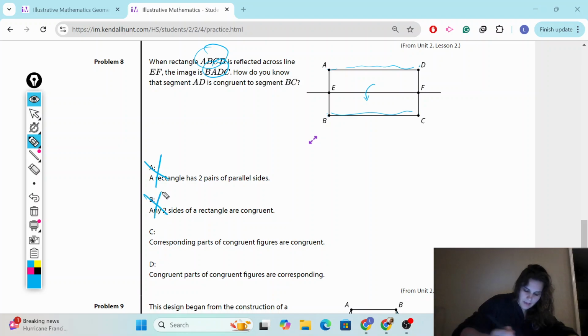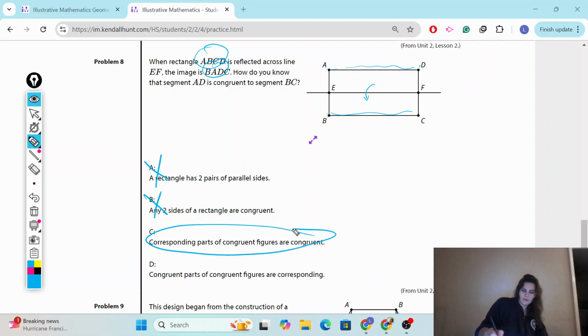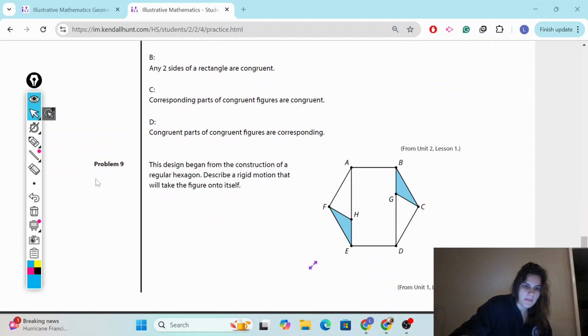So we're looking for the corresponding answer. Now, they keep on giving these two answers. Remember, it's corresponding parts of congruent figures are congruent, not congruent parts of congruent figures are congruent. AD corresponds to BC, therefore, they are congruent. Because ABCD is congruent to BADC because it is a reflection. A reflection is a rigid motion. Rigid motion means the figures are congruent. All right, let's go on to the next question.